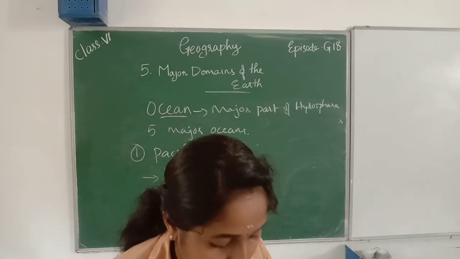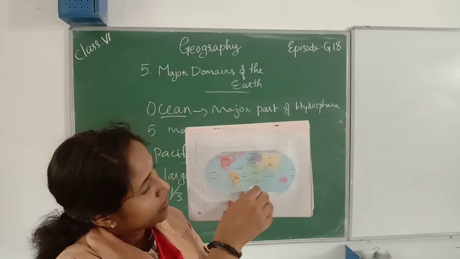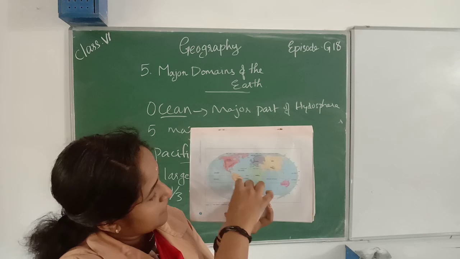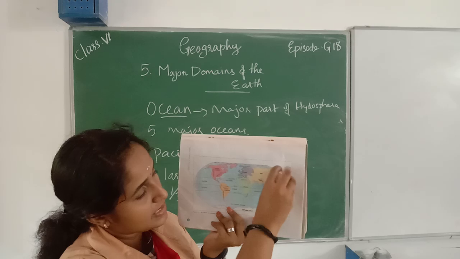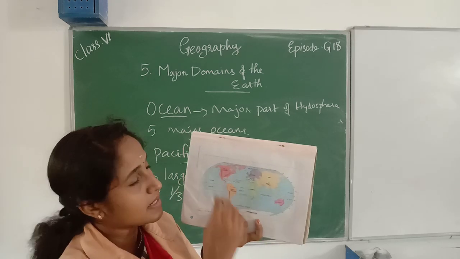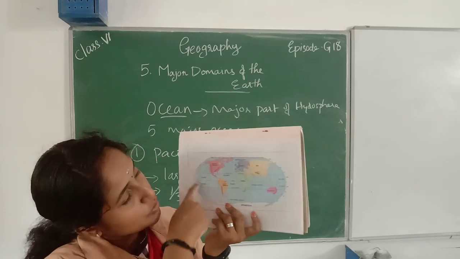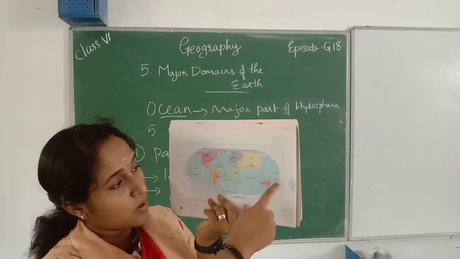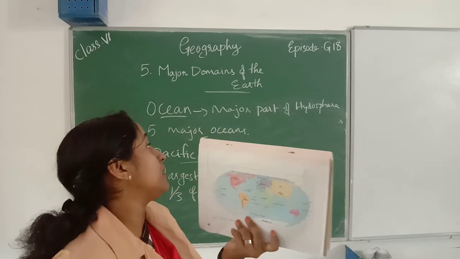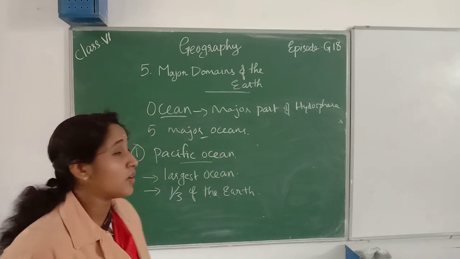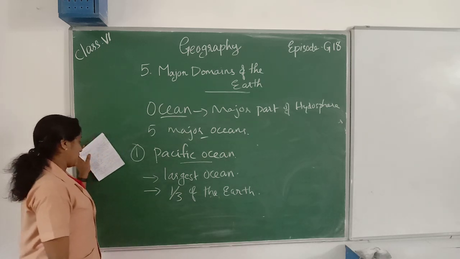Look at this map. We can see that the Pacific Ocean is on the west side, and also on the east side we have the Pacific Ocean. Look at this big map. This is the Pacific Ocean, and also this is the Pacific Ocean. So because of that, the largest ocean is known as Pacific Ocean, and it covers 1/3 of the earth.